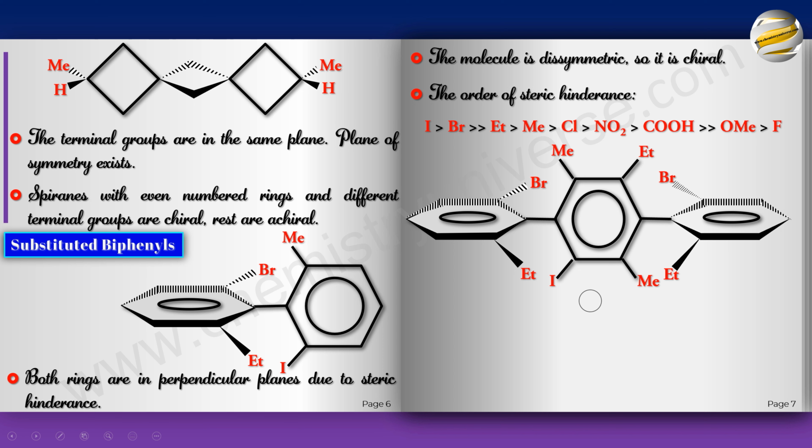If you were to cut like this, Me and Et won't match. And if you were to cut like this, in the plane of the middle ring, Br and Et are different. Br and Et are different. So it's not going to work out. So the molecule is dissymmetric. It's only when these two are the same and these two are the same that you will find this to be symmetrical.